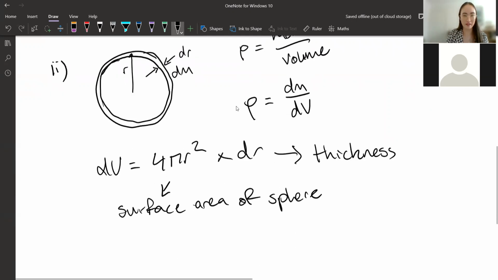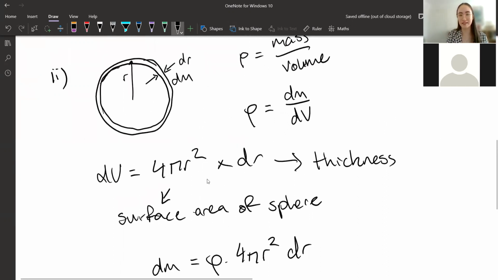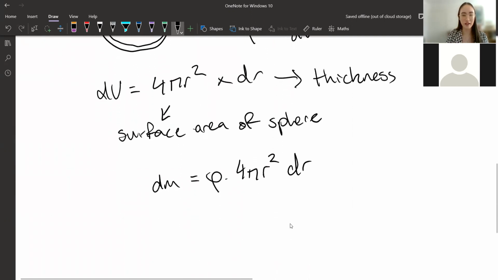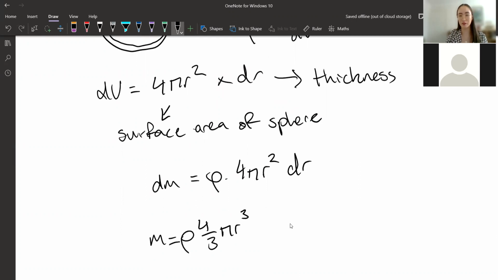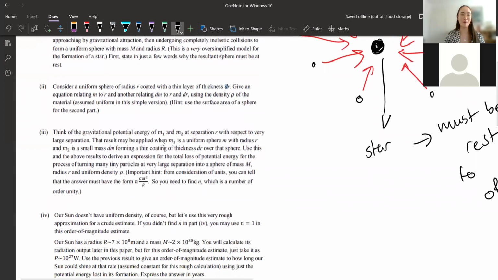And so we can then write out our little mass. dm is equal to rho, our density, times 4 pi r squared dr. And we can also write this using the same method for a full sphere, in which case M is just going to be rho times 4/3 pi R cubed. So this is for a full sphere where we've got the density times the volume of the sphere and the full mass.